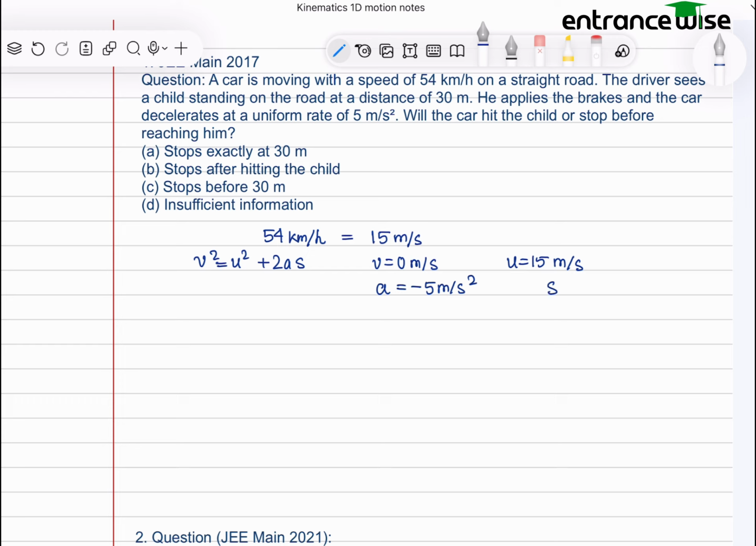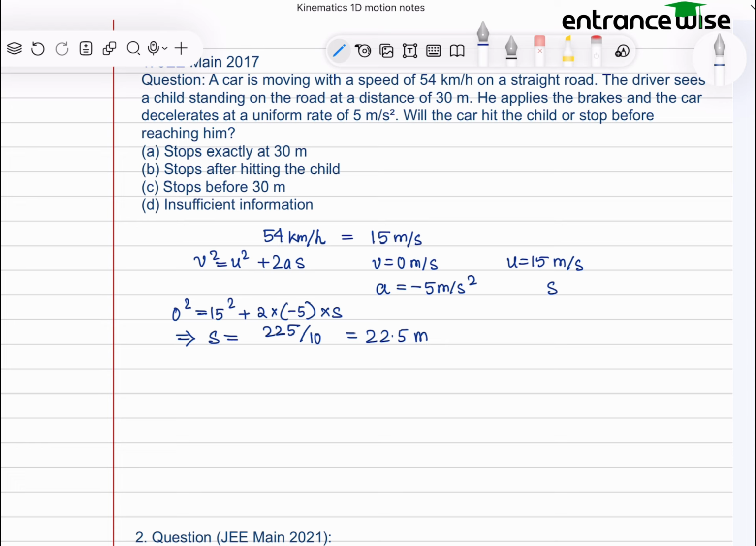stopping. So rearranging the equation to solve for s, that is 0 square equal to 15 square plus 2 into minus 5 into s. Now we will get s equal to 225 by 10, that is 22.5 meter. The car will stop after traveling 22.5 meter.